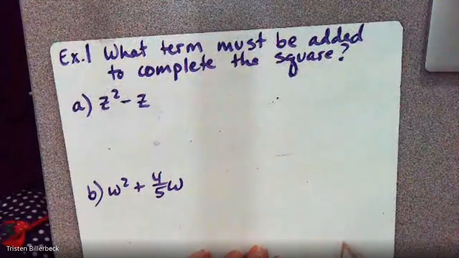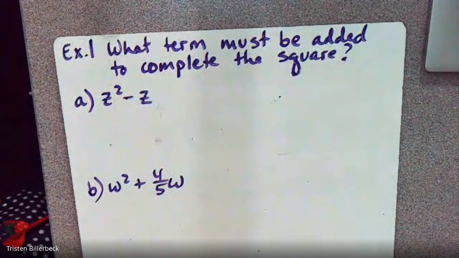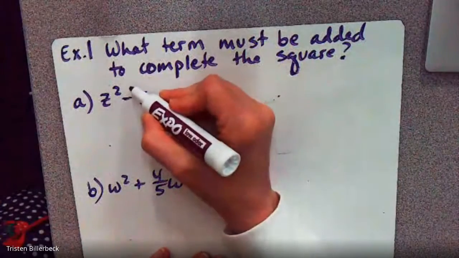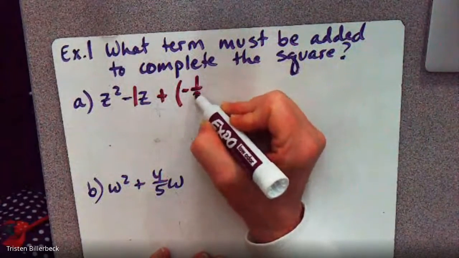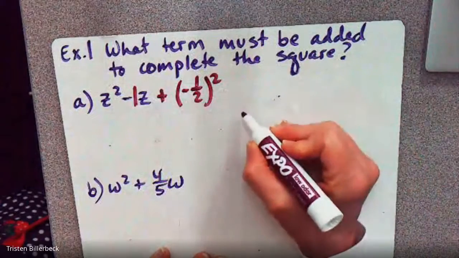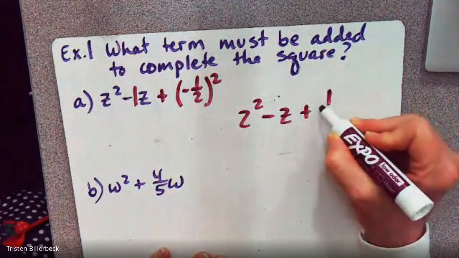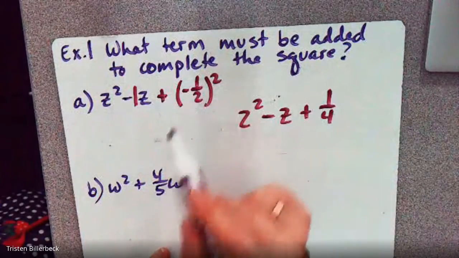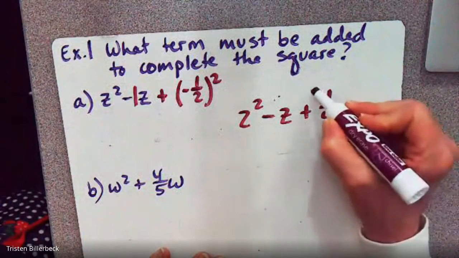All right, so let's figure out how we would complete these to make them perfect square trinomials. Let's complete this by adding that missing term, which would complete the square. So what we're missing is, there's a 1 right here. So this would be plus (-1/2) squared, because we divide this by 2 and then we square it. So the perfect square trinomial would look like this. Because 1/2 squared is 1/4, and a negative times a negative is a positive. So this is the missing term, 1/4.